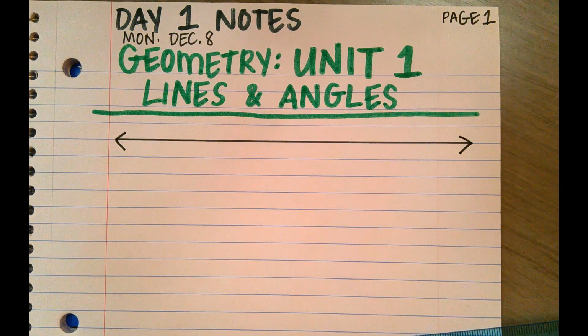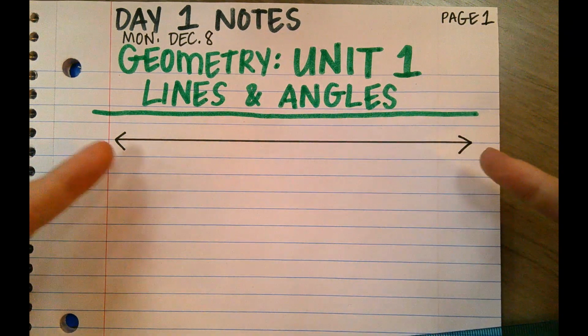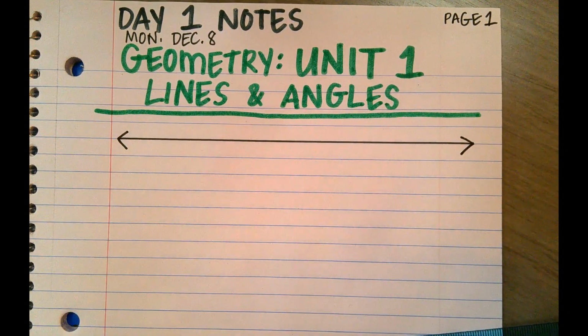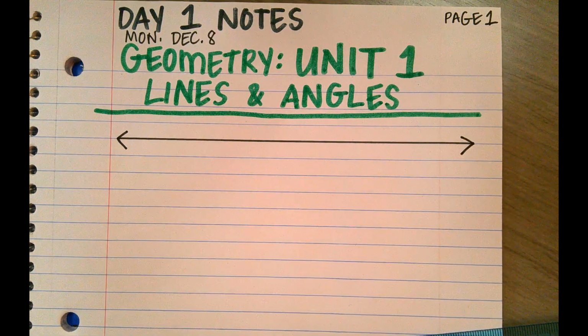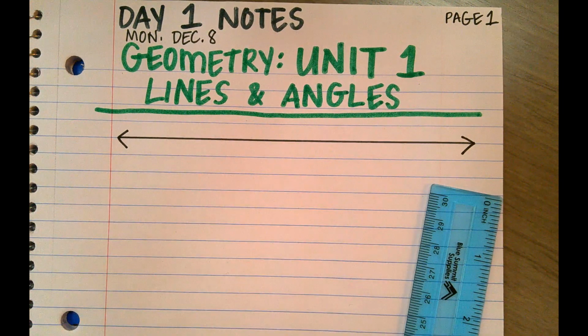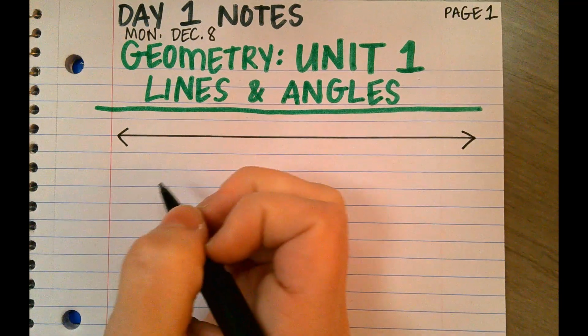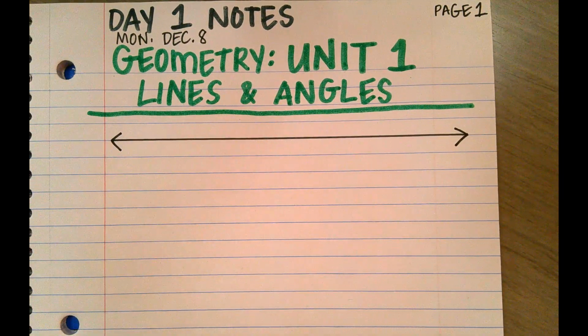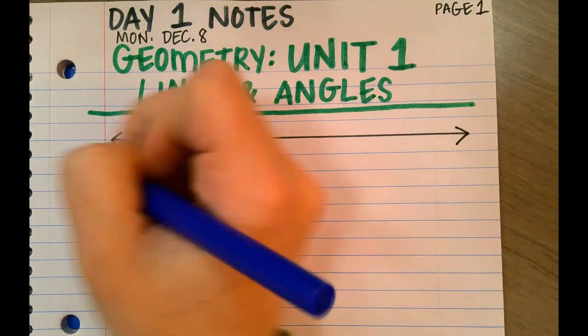Does anybody know what it means when there are arrows on the end of lines in math? What does that mean? It continues. It goes on forever. It never ends. There's no stopping point. So a line does not ever end. There's no start. There's no finish. It goes on forever. It continues. So we're going to label this as a line.